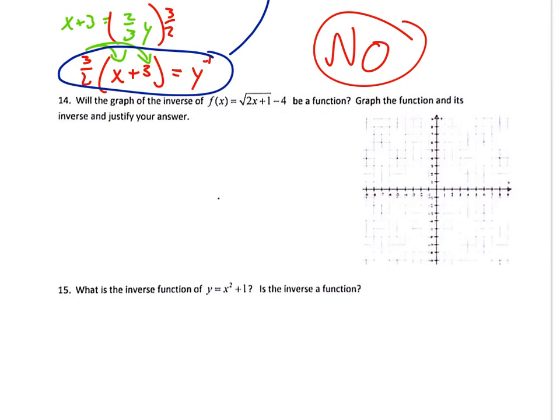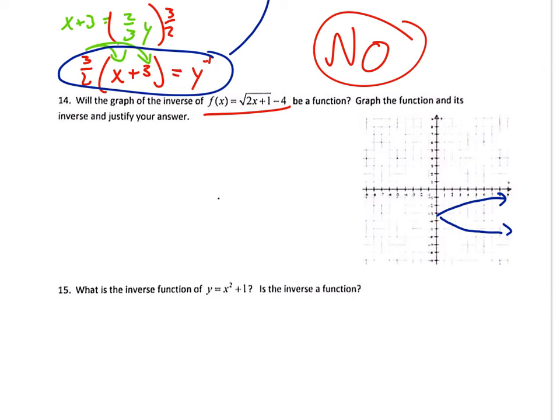So for number 14 here, we're going to need to compare the graph of this normal function and its inverse. So first thing, you need to graph the square root of 2x plus 1 minus 4 on your calculator. And if we graph it, we end up getting the positive side of the square root looks like this, and then remember there's a positive and a negative to every square root, and my negative side would be down there.